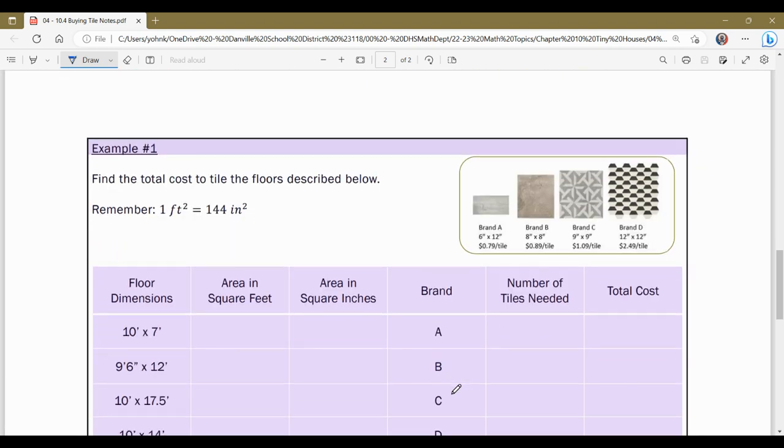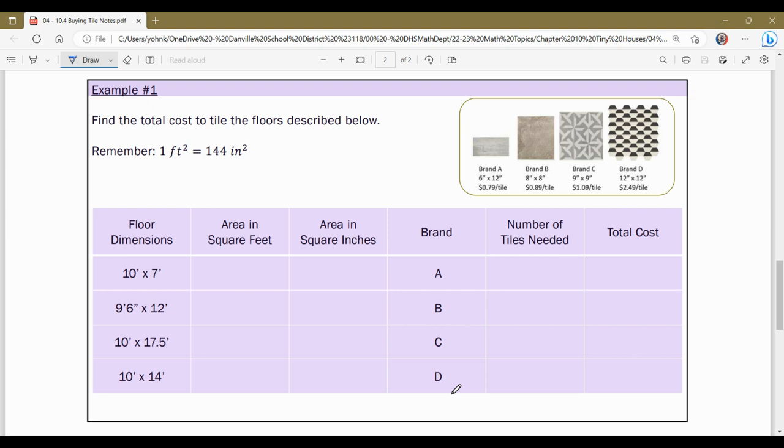All right, so I have a snippet of some different types of tile, anywhere from rectangular ones in brand A to square ones in B, C, and D. You're going to find that there's all sorts of different tile. These are three examples from Menards.